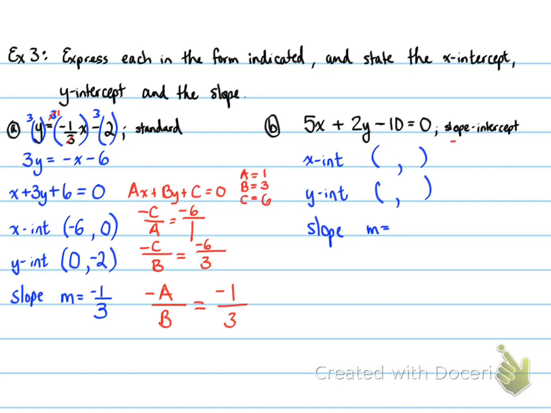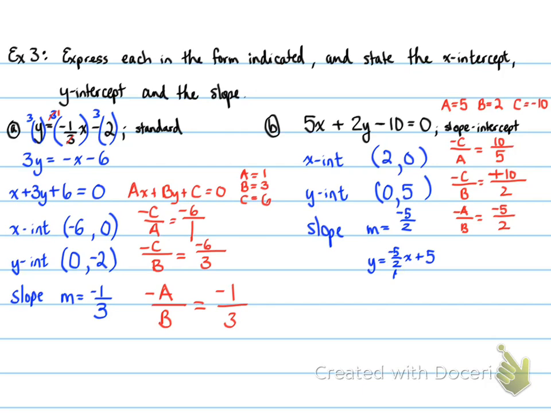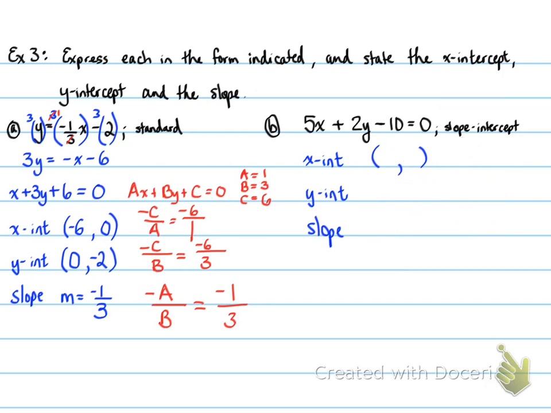So our x-intercept is going to be negative c over a. Negative c over b is going to be our y-intercept. And our slope is negative a over b. So what are these values? We can see negative c over a, negative c over b, negative a over b. So we need to identify the a, b, and c. A is 5, b is 2, and c is negative 10.